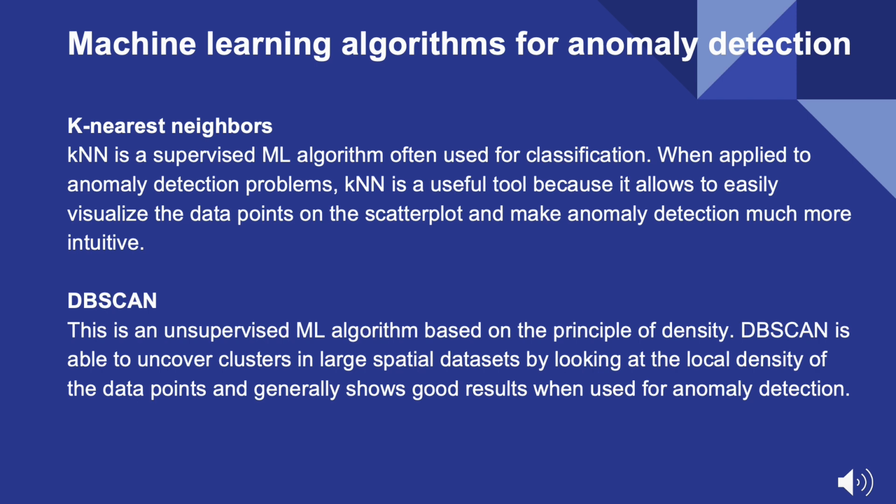Machine learning algorithms for anomaly detection. Multiple machine learning algorithms can be used for anomaly detection depending on the dataset size and the type of the problem. K-nearest neighbors. KNN is a supervised ML algorithm often used for classification. When applied to anomaly detection problems, KNN is a useful tool because it allows you to easily visualize the data points on the scatter plot and make anomaly detection much more intuitive.